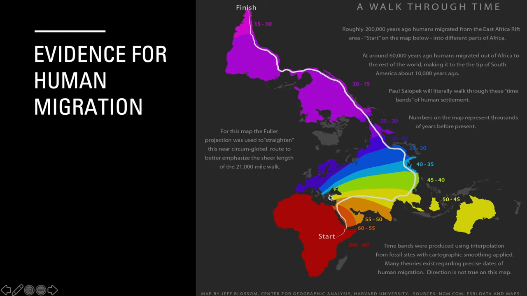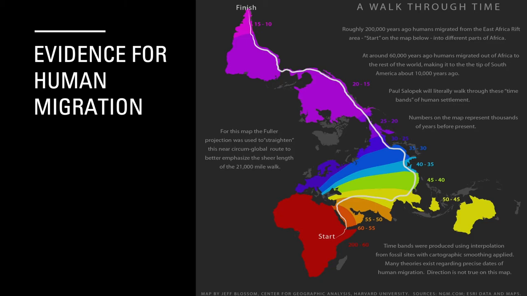It's a 21,000 mile journey for our species, and we have finished. Well, we can almost always go someplace else, but yeah, our species has gone through a lot of things. We have encountered a lot of other hominin species along the way. So roughly 200,000 years ago, we originated from the East African Rift Valley to different parts of Africa, and then 60,000 years ago we crossed from Ethiopia to the Middle East, and then we made it to the top of South America, no? 10,000 years ago.